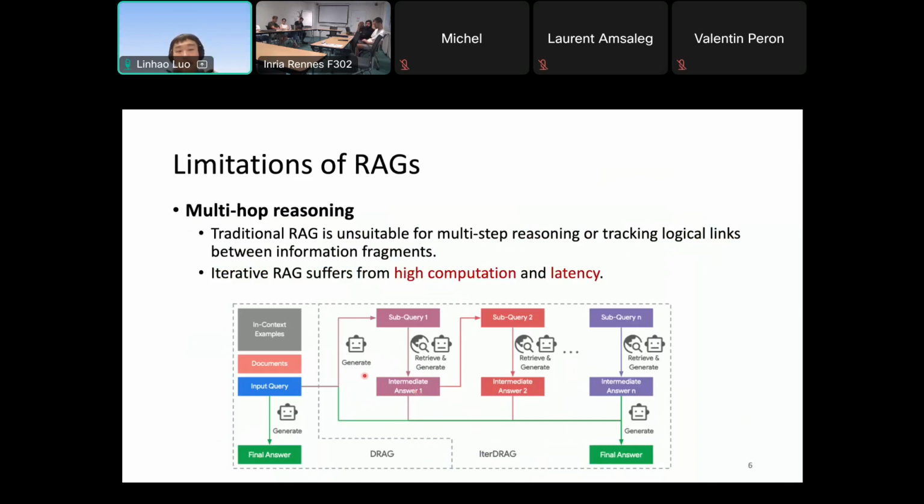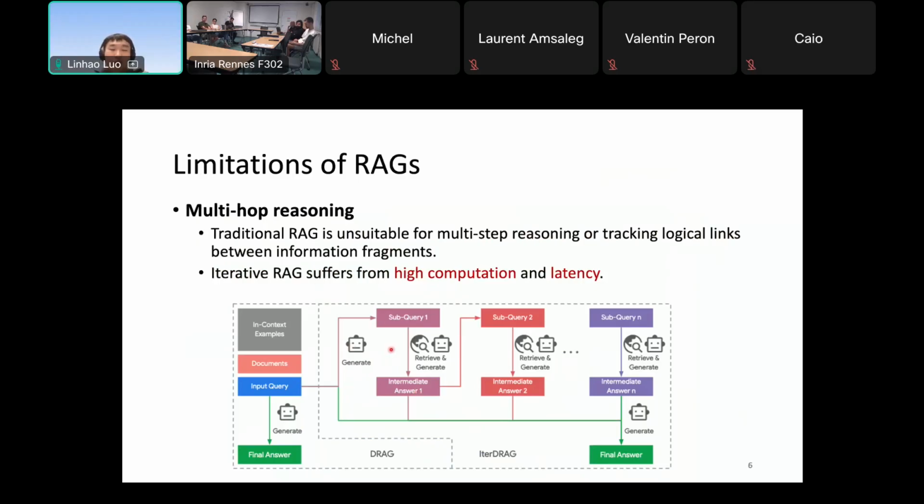However, even though there are some existing attempts at this kind of iterative RAG, it suffers from high computation and latency. Because in each step, we require the LLM to do the generation and generate a subquery. Then we utilize the RAG system to retrieve an intermediate answer. Then based on the intermediate answer, the LLM will do the generation again and generate a next-step query and do the retrieval and the generation. So this iterative process requires lots of computational cost and multiple API inference calls. So it cannot be very efficient for solving this kind of complex reasoning question.